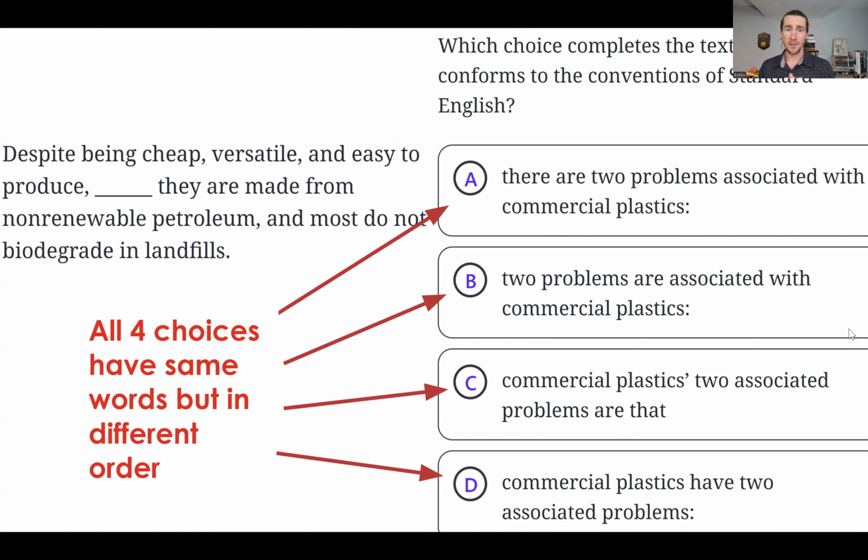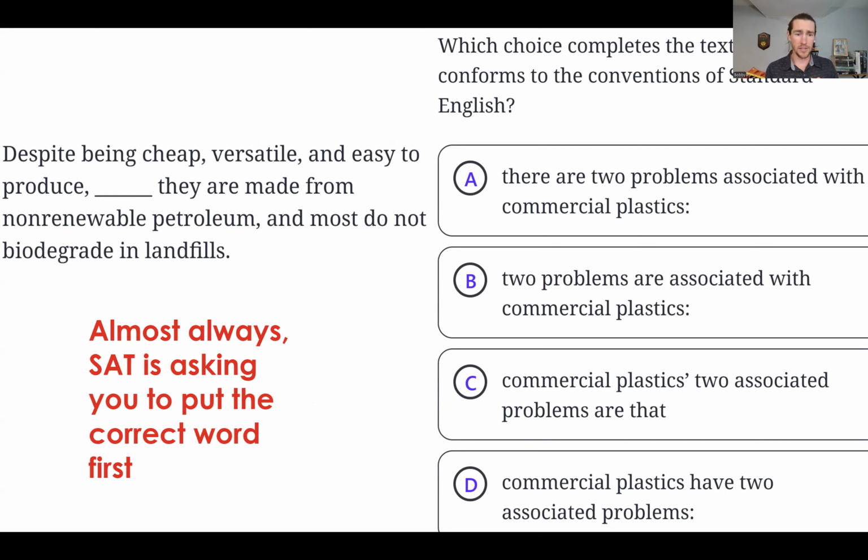Generally speaking, students have a hard time identifying what the SAT is testing for in this type of question. If you come across a type of question like this and you can't quite tell what the SAT is testing for, it might be a modifier question. Almost always, in these cases, the SAT is asking you which word goes first.